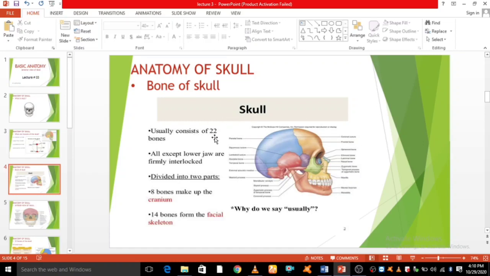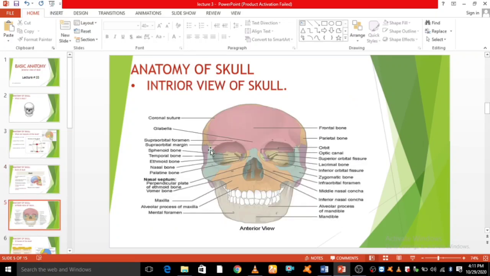The skull usually consists of 22 bones, all except the lower jaw being firmly interlocked. Look here, we have 8 bones of the cranium and 14 bones of the facial skeleton. Look at the anterior view of the skull. This picture shows us the anterior view of the skull.